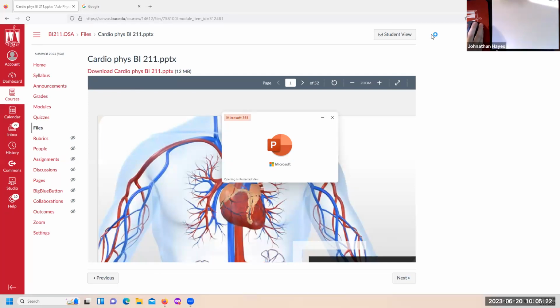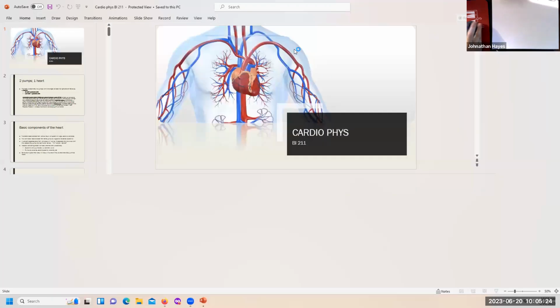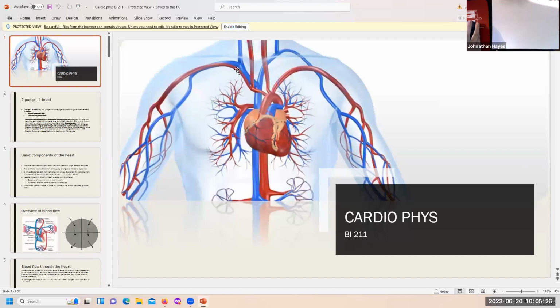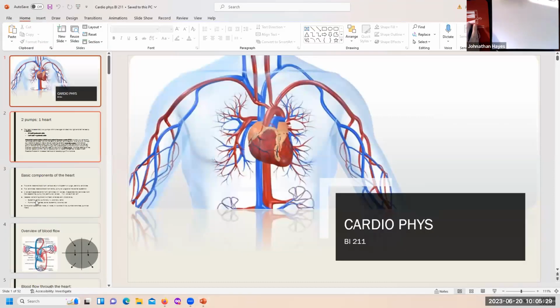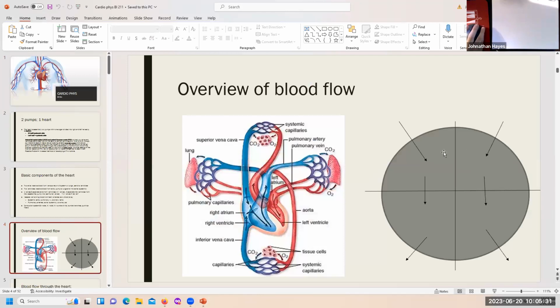So we have it. And one of the first things we're going to do is this. We're going to do our little circle diagram. We're going to talk about blood flow through the heart. And then I'm going to talk about, in this particular order, we're going to do systole versus diastole.